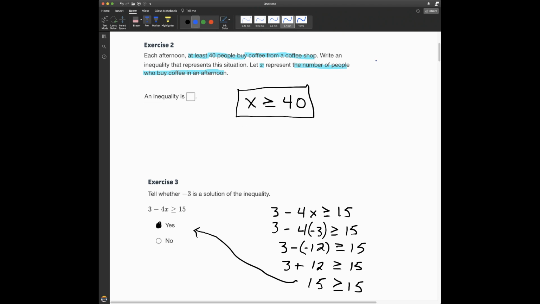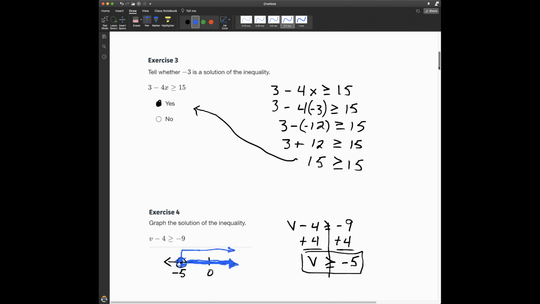For number 2, it says at least 40 people, which means it could be 40 or it could be more than 40. So that is the greater than or equal to symbol, which I need to use. So here's the inequality that I wrote. X is greater than or equal to 40. Maybe I can put 40 people.